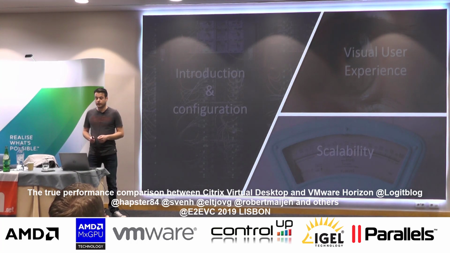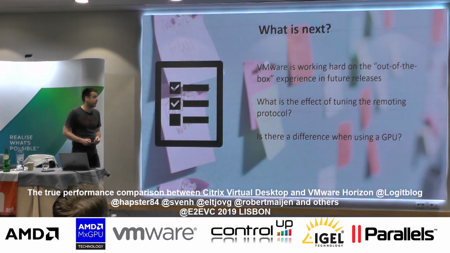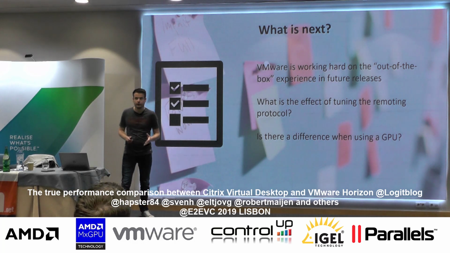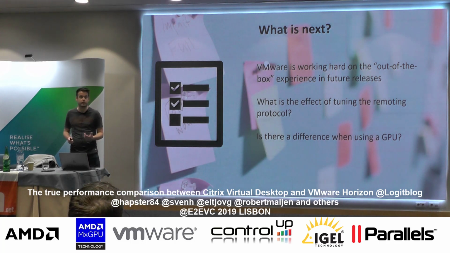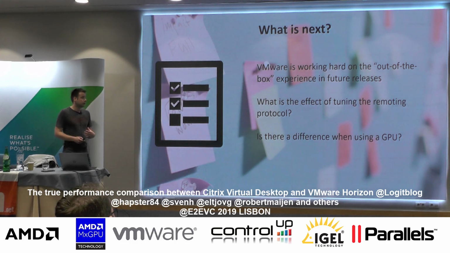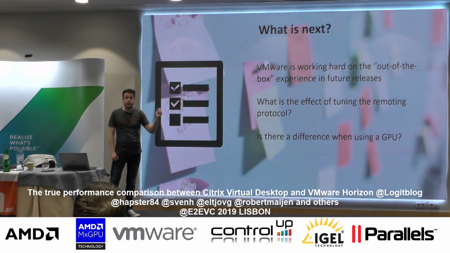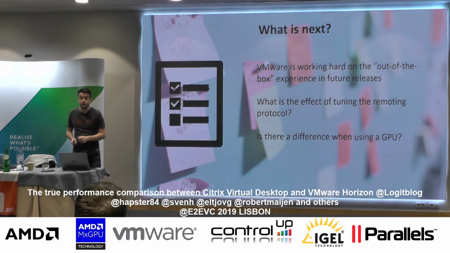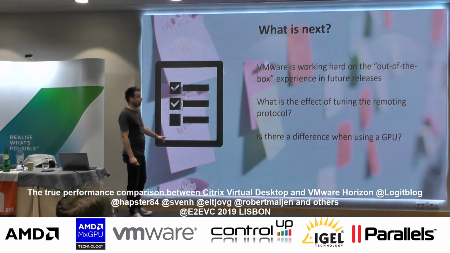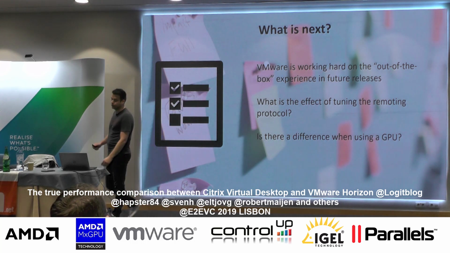So that's it. But there are still some open questions. I know that VMware is currently working hard on the out-of-the-box experience for future releases. I think they're coming quite soon, 7.11, where the out-of-the-box experience is going to be improved. But for us, what's the effect of tuning the protocol itself? We want to continue with the research and show what the effect of tuning is from a user experience perspective. Another interesting one is what happens when you add a GPU. Those are still researches that we really want to do.